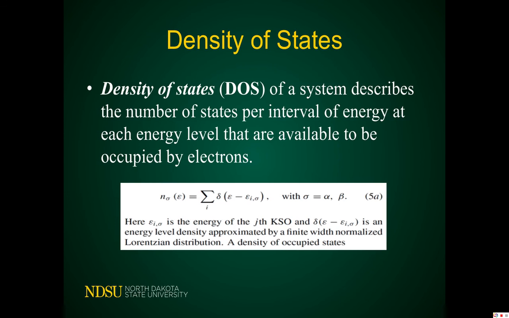Here, the density of states of a system describes the number of states per interval of energy at each energy level that are available to be occupied by electrons. So, what is the equation below? What is the meaning of the summation, delta E minus E i, sigma?